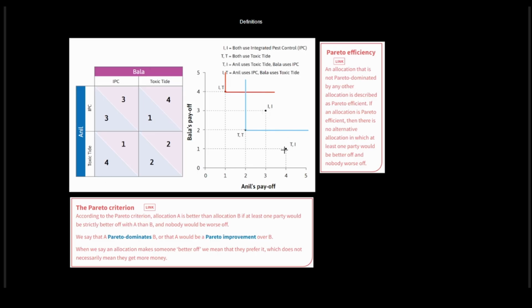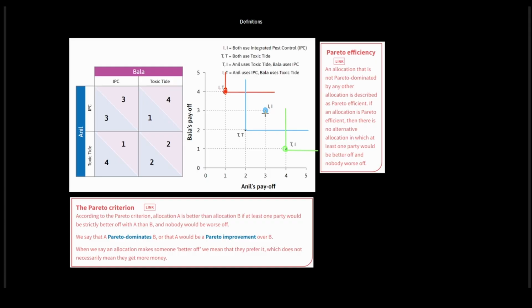The final one here, what do we have? TI. Let's actually use the line tool there, make that a straight line. There we go. So based off of this definition, an allocation that is not Pareto dominated by any other allocation is described as Pareto efficient. So in this case, our Pareto efficient outcomes are TI, IT, and then finally the last one is II.